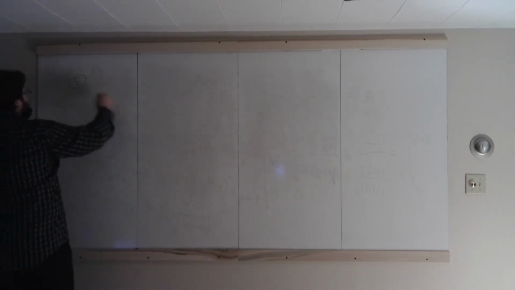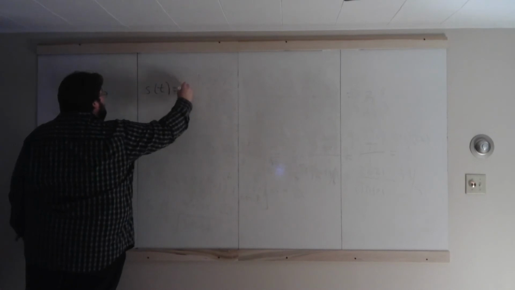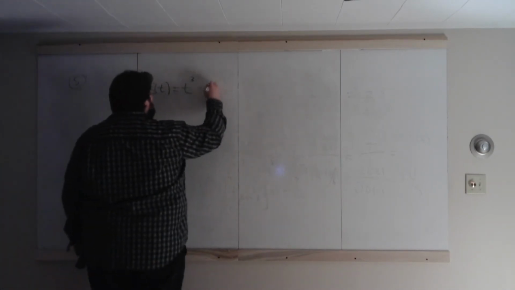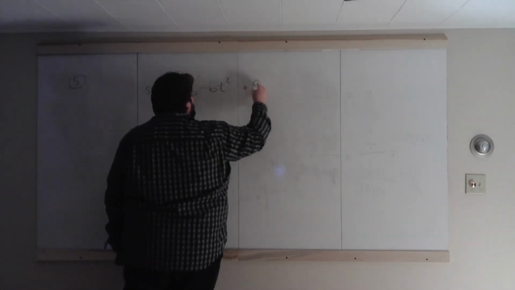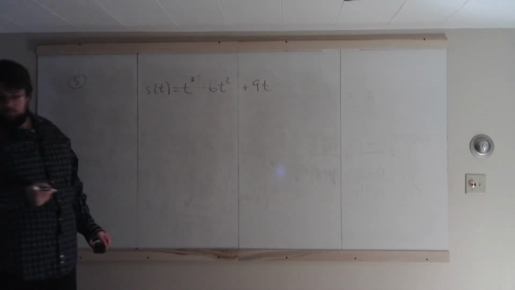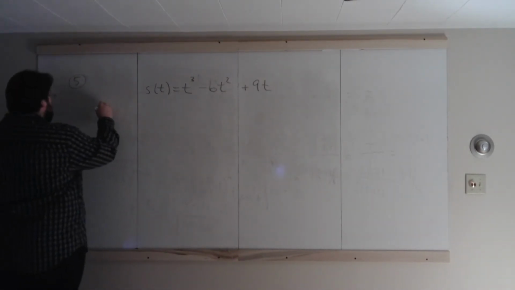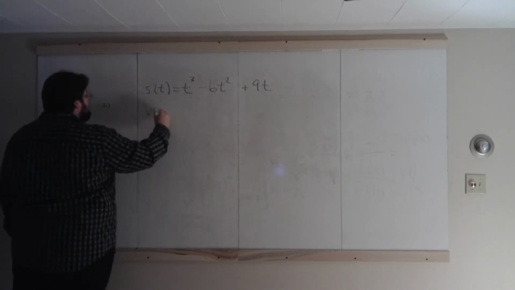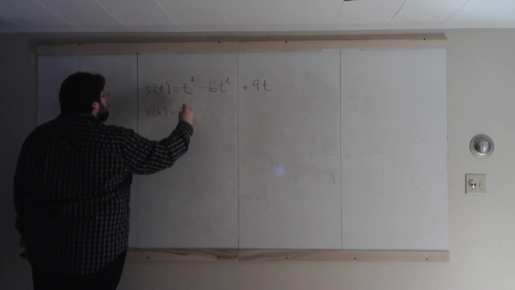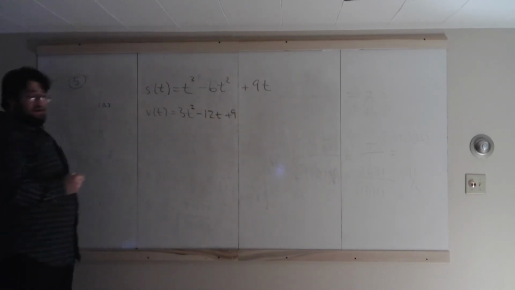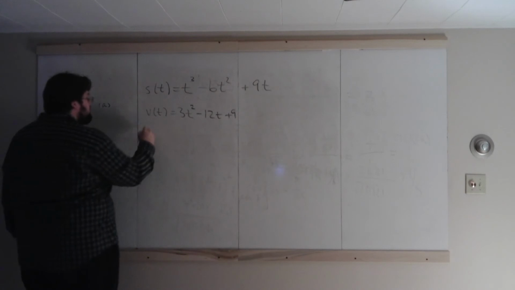Problem 5. The position in feet of a particle at t seconds is given by this equation. S of t is t cubed, negative 6t squared, positive 9t. Part A, what is the velocity after 4 seconds? So we need the velocity function, which is the derivative of position. So 3t squared, negative 12t, positive 9.